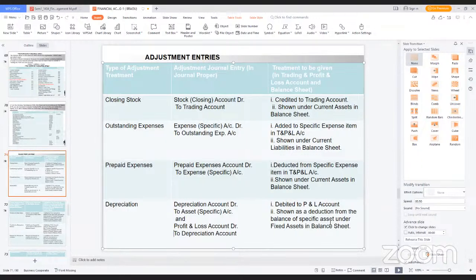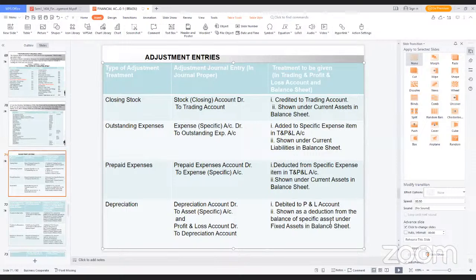Suppose the rent amount is given. So what will be the depreciation amount? Only the depreciation amount you will be writing in the profit and loss account, not the whole amount. Suppose you have a furniture account of 10,000 rupees, and you have to depreciate at the rate of 10%. That means 10,000 at 10% is 1,000 rupees. That 1,000 rupees you will be writing in the profit and loss account, on the debit side.